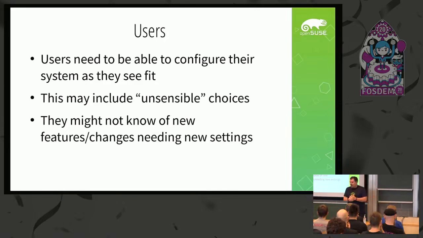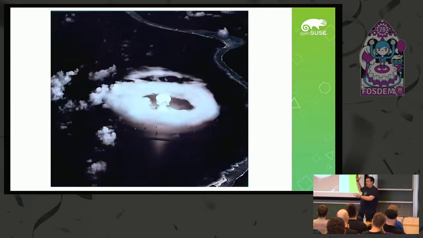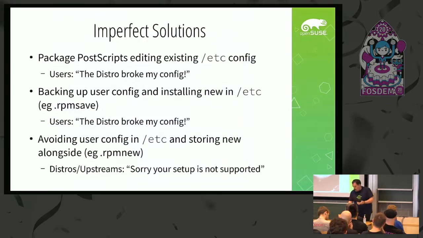minefield. And the typical classical problem is, as distributions, we've got a package, we've got some service called foo, there's a config file in /etc. The user edits that and sets it up the way they like it, and then a new version of foo comes along, and we want to change the defaults, we want to introduce the new parameters, or there's been some horrific CVE, and we desperately have to make sure that setting isn't set by default, and whatever happens, there's some horrific or semi-horrific explosion. There is no perfect solution to this problem at the moment, no matter how we look at it.